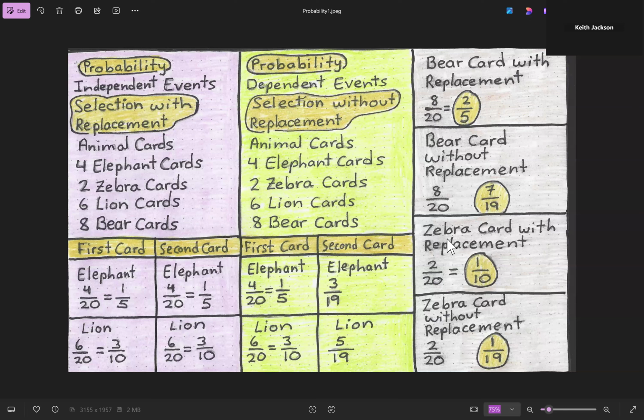And let's take a look at the zebra card, for example. Probability of selecting a zebra card on the first try would be 1 out of 10 or 2 out of 20. But if you didn't put the card back into the hat, your probability becomes 1 out of 19.